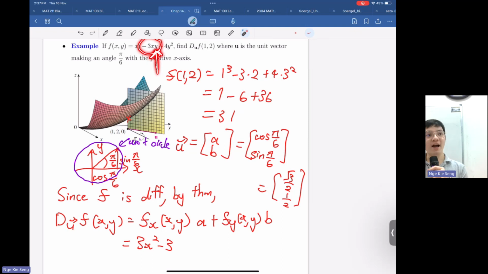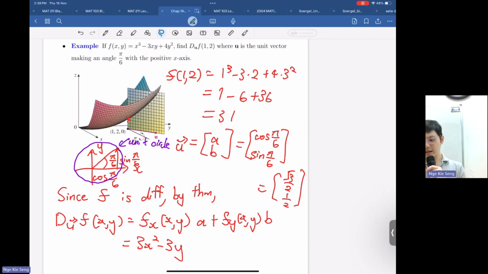What does it mean that we treat y as a constant? It means it's just a number. So you differentiate a number times x, you get a number back. If you differentiate minus 3xy with respect to x, you get minus 3y. Keep forgetting, don't memorize.